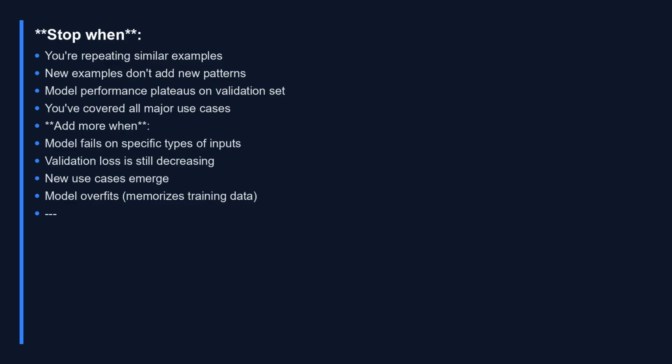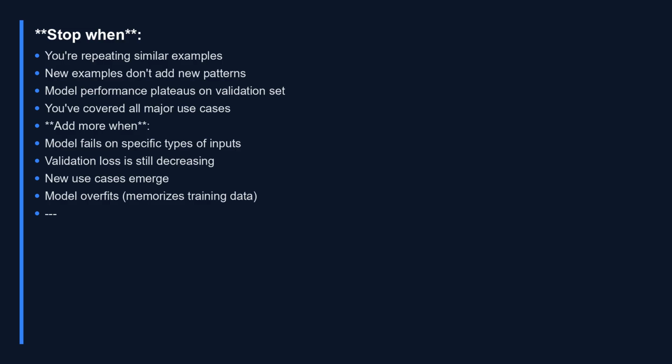Two clear signals tell you to stop adding data. First, you're writing examples that feel like slight variations of things already in the dataset. You're not adding new patterns, just more instances of existing ones. Second, your model's performance on the validation set has plateaued across multiple training runs. Two clear signals tell you to add more data.